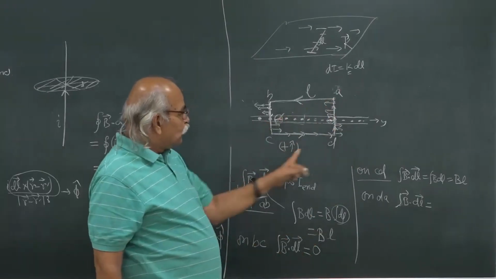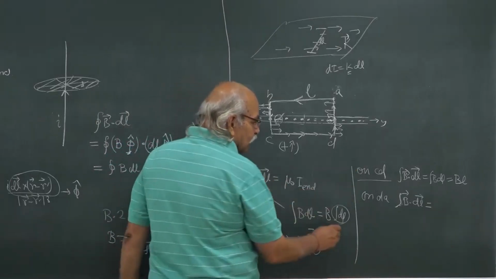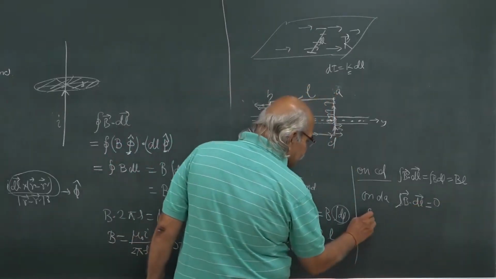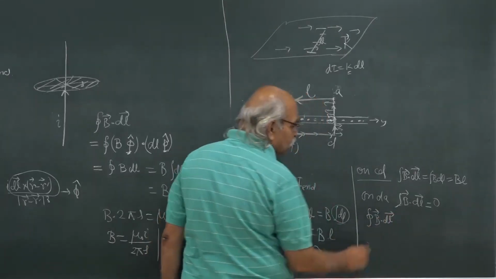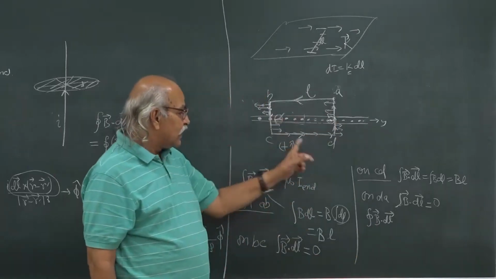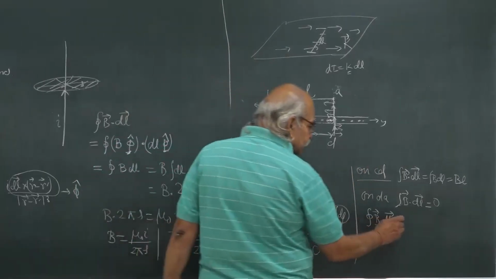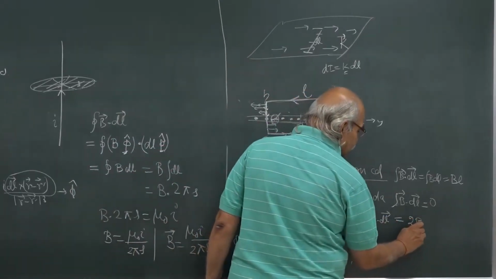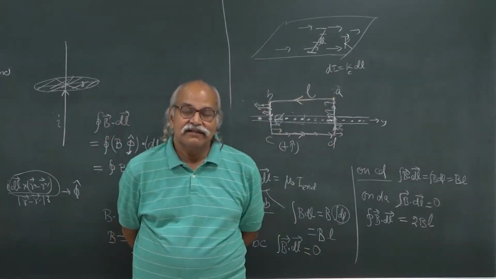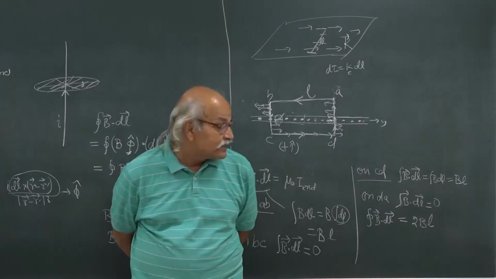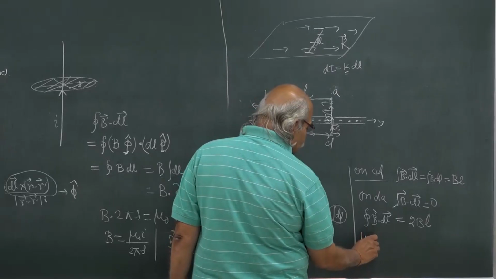Now you add all 4, AB, BC, CD, DA, and that will be integration B dot dl on this entire loop, and that is BL plus BL plus 0 plus 0, and that is 2 times B into L. That is our left hand side. What is the right hand side? Right hand side is mu naught times I enclosed.